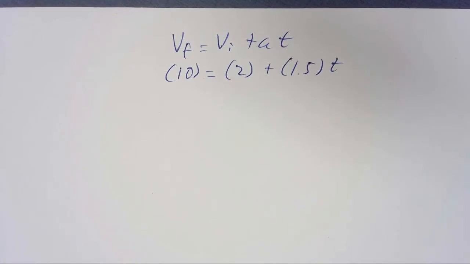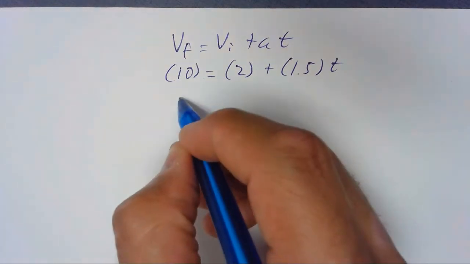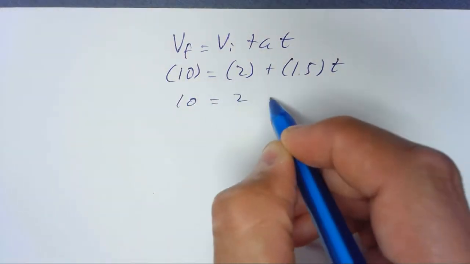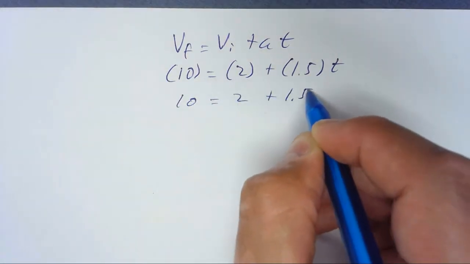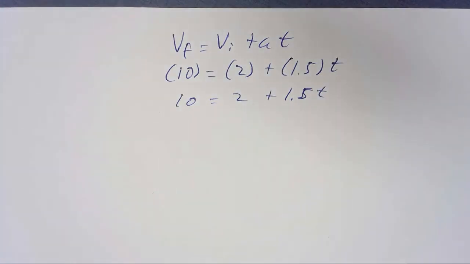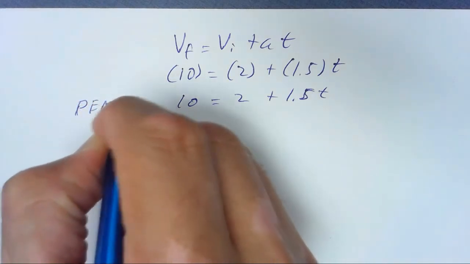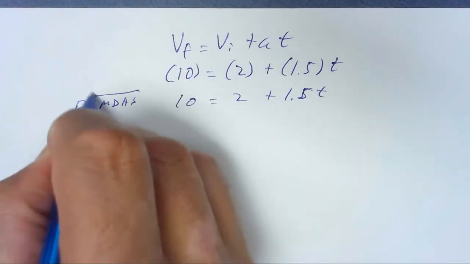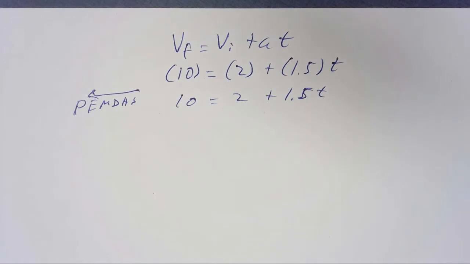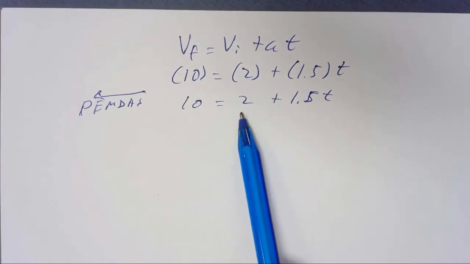If we look at this equation, we know that our first step is to simplify, but this is actually as simple as this equation can get. It can't really get any simpler than this. So now we have to start doing algebra. Remember, we're going to do PEMDAS in reverse. We're going to go this way. So we're going to do our add and subtract first, which means I'm going to subtract this 2.